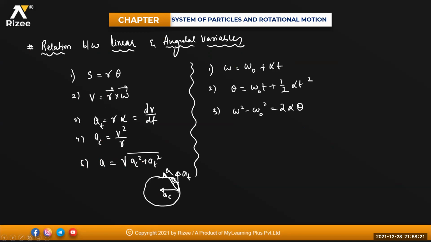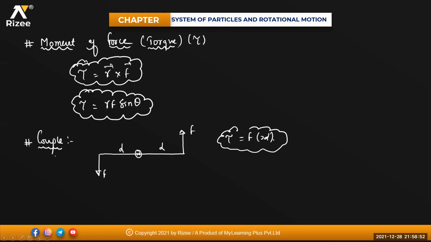Then the relation between linear and angular velocities: s equals R into theta, v equals R into omega. Tangential acceleration is R alpha or dv by dt. Centripetal acceleration is v square by R. So net acceleration will be under root of AC square plus AT square. Kinematic equations: omega equals omega naught plus alpha into t, and theta equals omega naught into t plus half alpha t square, and omega square minus omega naught square equals 2 alpha into theta.